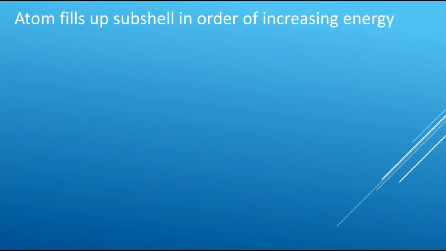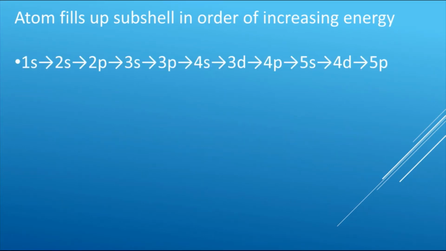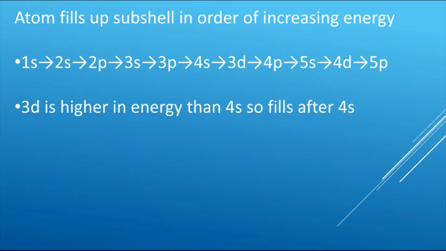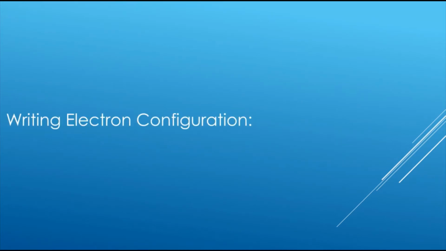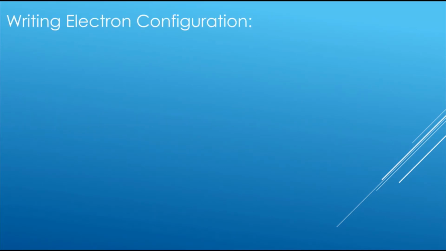Alright, just remember that an atom fills up the subshells in order of increasing energy. So the electrons fill up the 1s subshell first, then the 2s, then the 2p, then the 3s, then the 3p, and after the 3p, it moves on to 4s instead of 3d. This is because the 3d subshell is higher in energy than the 4s subshell, so that's why it fills after the 4s subshell.